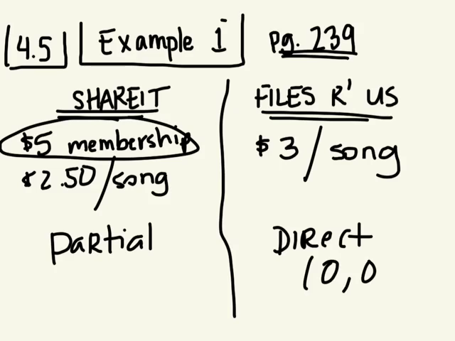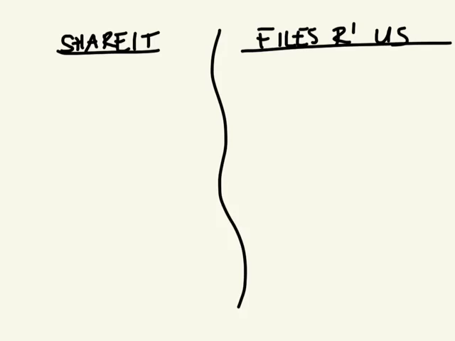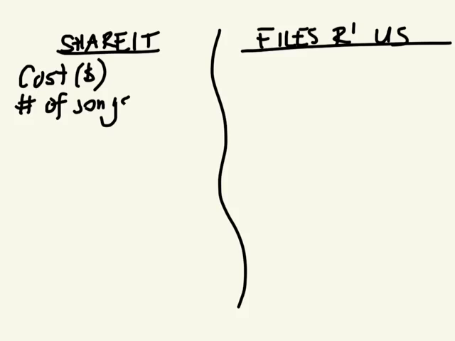So where will Files Are Us start when we graph this? 0, 0. Good. Okay, so we're going to come up with two equations and we're going to come up with the graph as well. What is the relationship here? When we put this on a graph, what are we relating? Excellent. We're looking at cost, so how much it costs, and the number of songs that she can download, right? That's what the cost is based on, the number of songs.